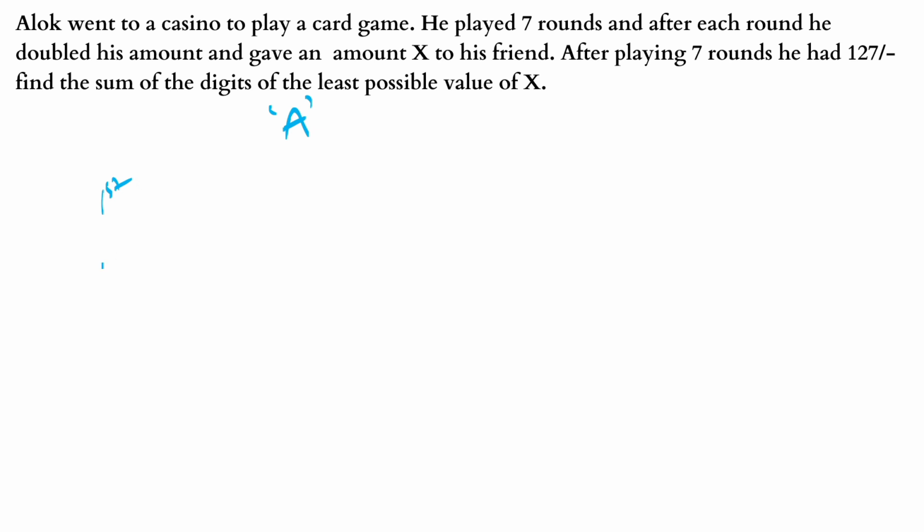Now this is the first round, this is the second round, this is the third round, let's say. So he is doubling the amount, right? After each and every round, he is doubling the amount. Here this is the remaining one, and he is giving some part, the X amount, to his friend after each and every round. So for the first round, if it's 2A, then he gave X part from this 2A to his friend. So the remaining is 2A minus X. He is left with 2A minus X.